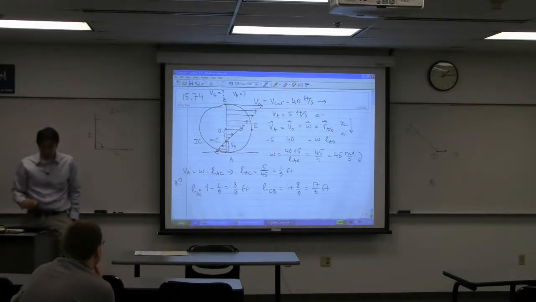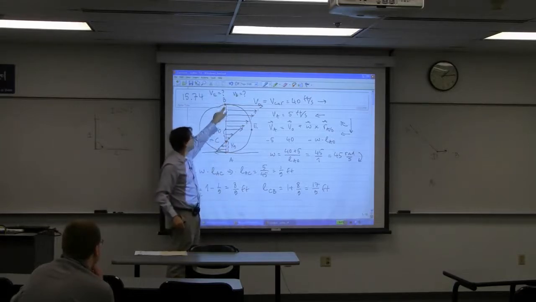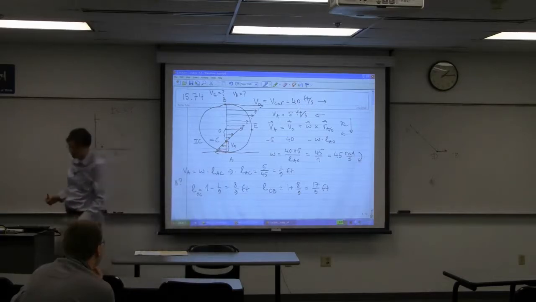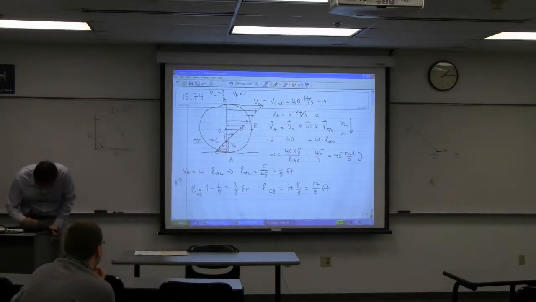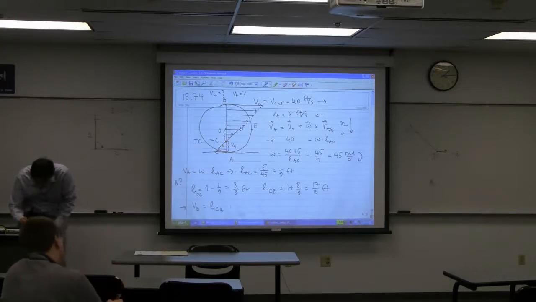Okay. Once this is known, then with respect to this point, the velocity of B is equal to this distance multiplied by omega. That's all there is. So therefore the velocity of B, which will be pointing in the positive x direction, is equal to LCB multiplied by omega, and this will be equal to 17 divided by 9 multiplied by 45. This is equal to 45 feet per second. Okay.